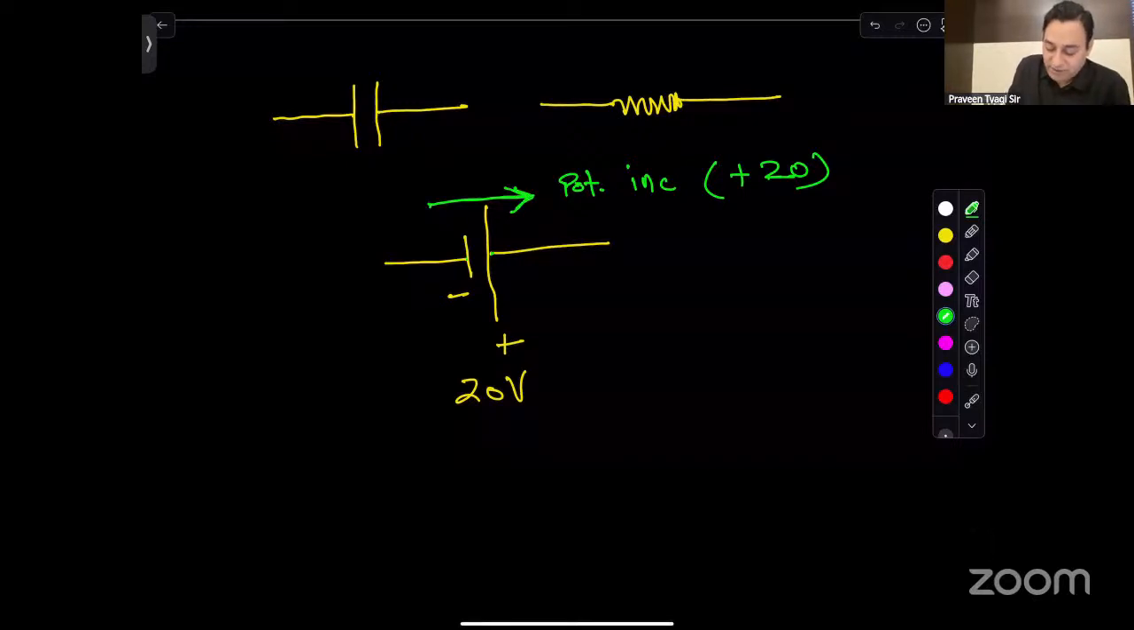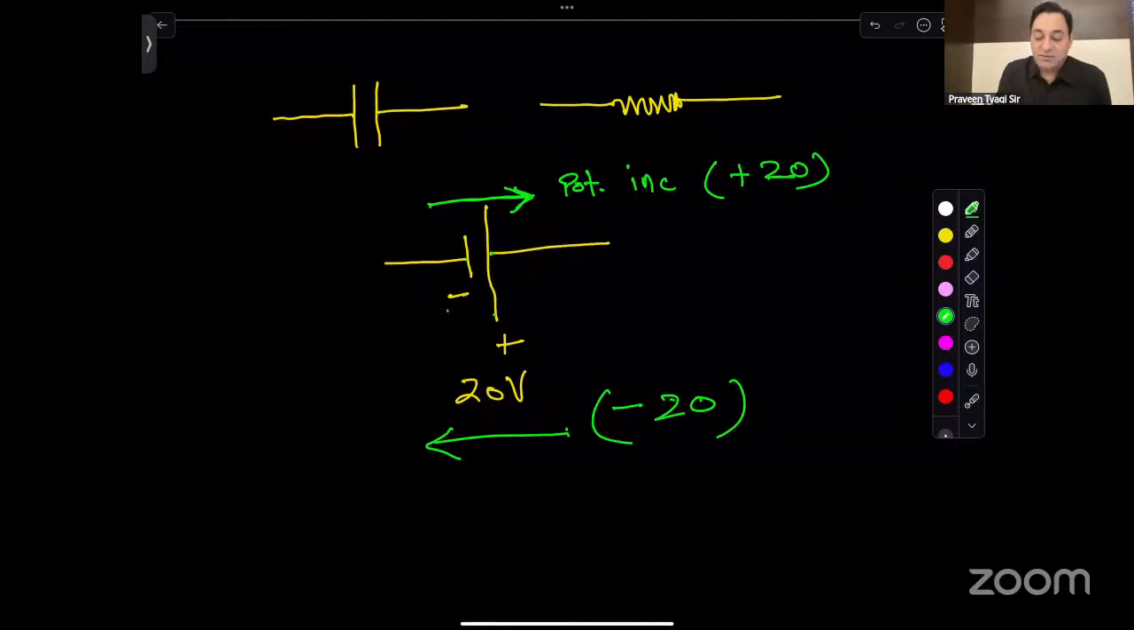I'm trying to tell you how we will write the equation when using Kirchhoff's voltage law for capacitors, so please pay attention. Now, in the opposite direction, if I'm going in a circuit from a positive plate to a negative plate, the potential is decreasing. So I'll use minus 20 volt. This is for a battery.